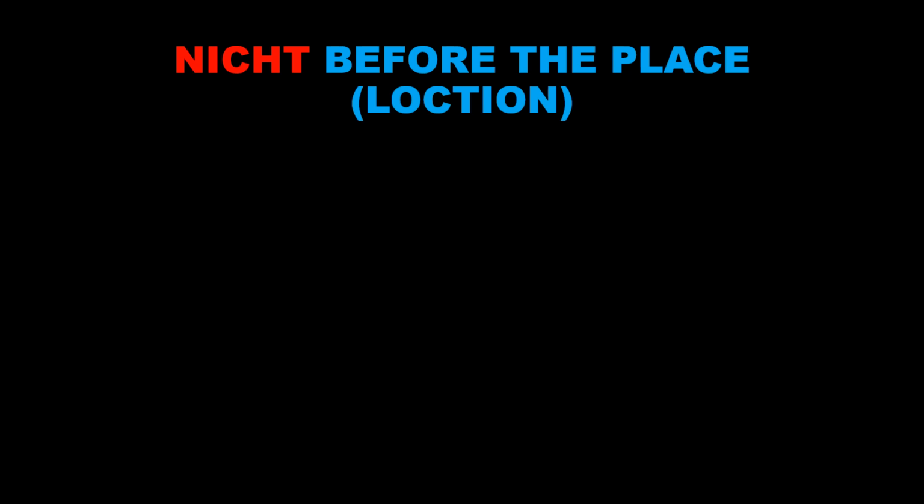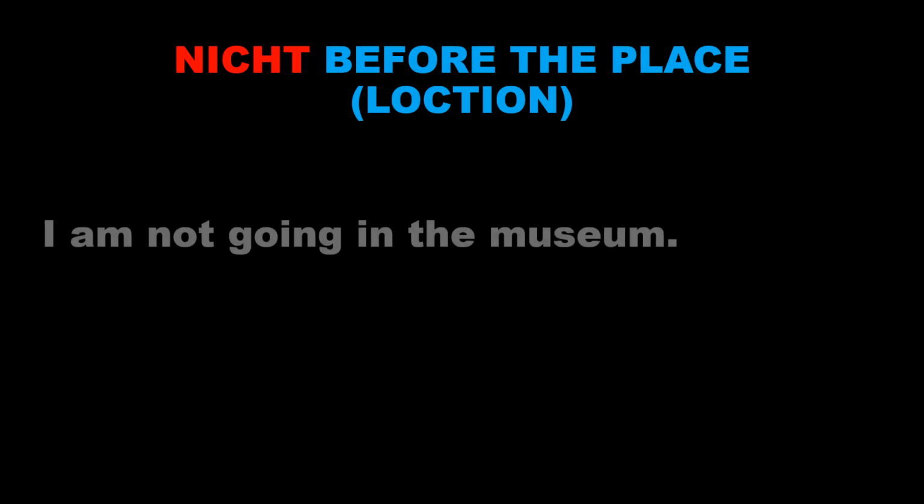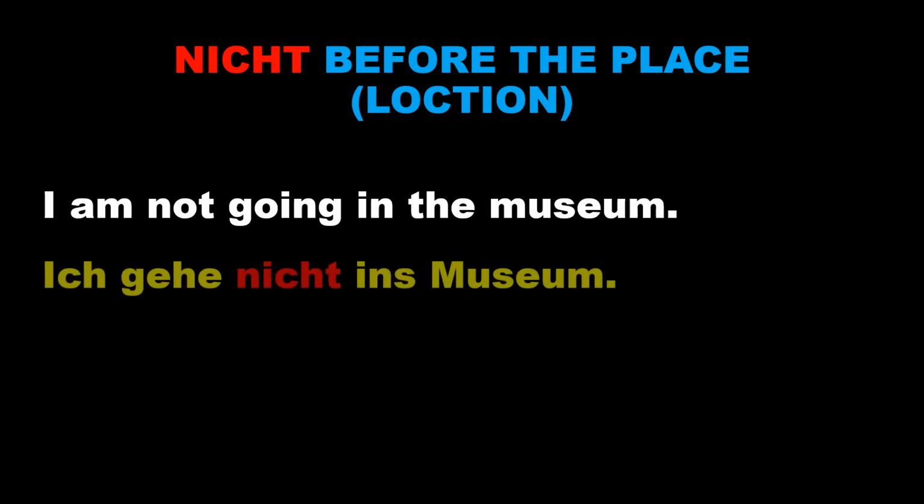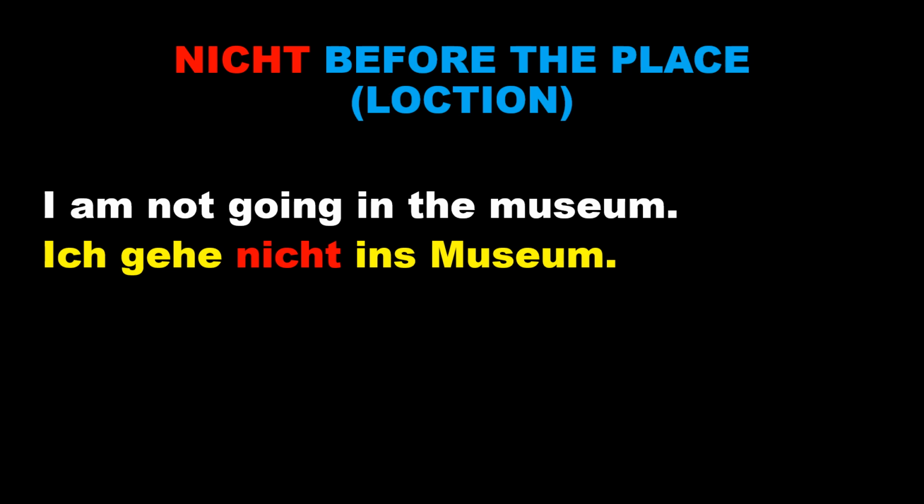Nicht before the place, location. Let's take this example. I am not going to the museum. Ich gehe nicht ins Museum. Here again you can see the location is museum, and we have used nicht before the location along with the preposition, ins Museum.